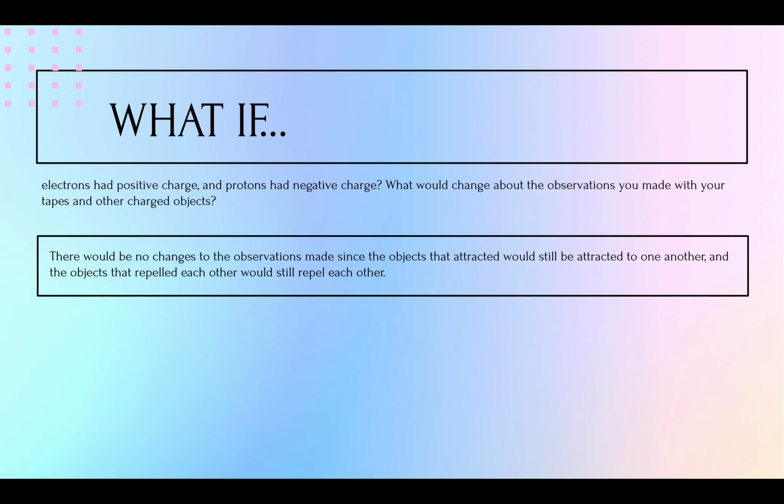So for the what-if in this part of the experiment, there would be no changes to the observations made, since the objects that attracted would still be attracted to one another, and the objects that repel each other would still repel each other, so that we would get the same results in this experiment.